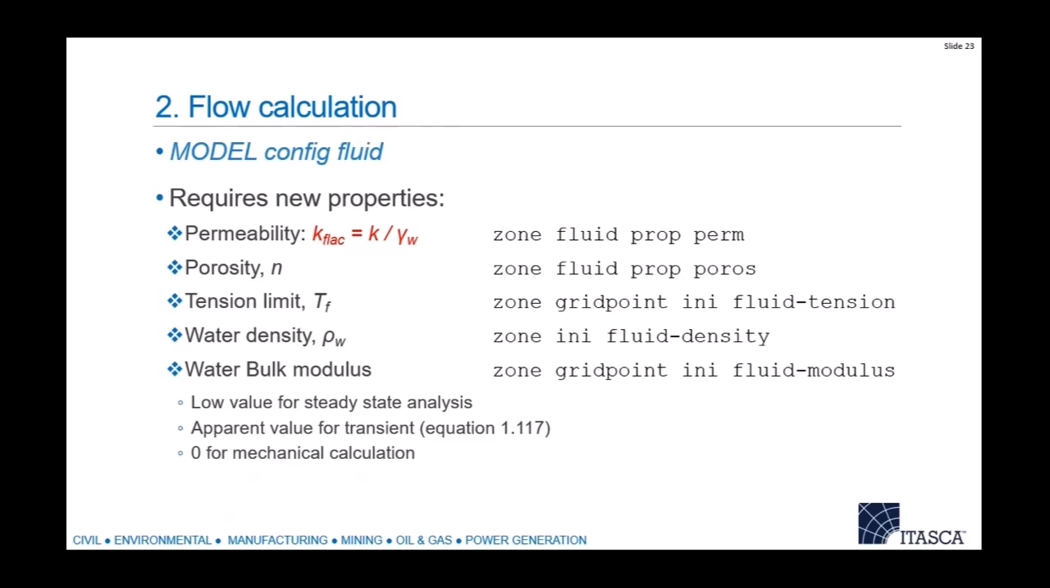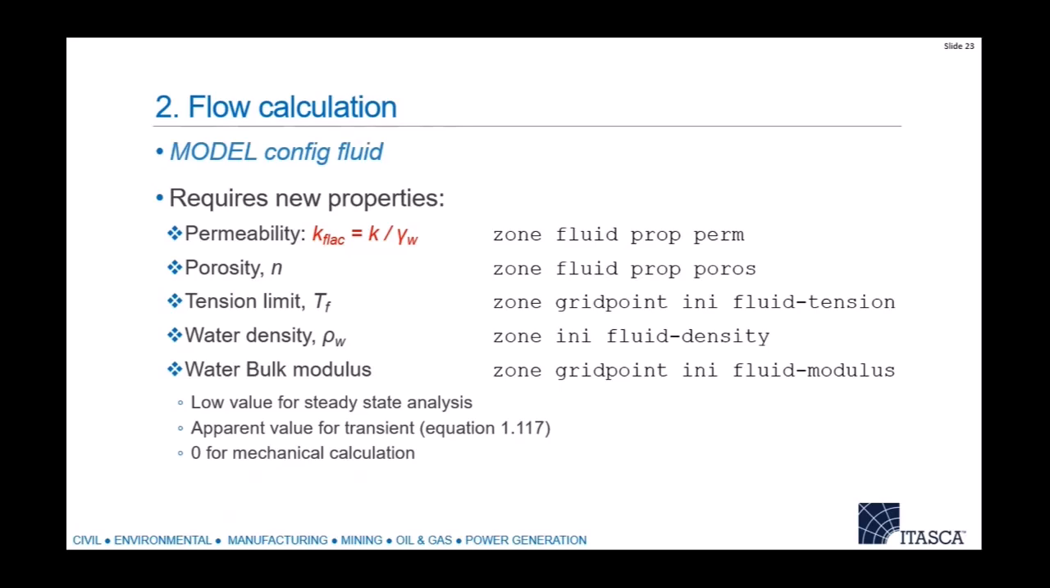Porosity, how much space is there for fluid to flow in? The fluid tension limit, this is where it breaks and becomes unsaturated. So generally, if you want to allow unsaturation, you want to set that to 0.